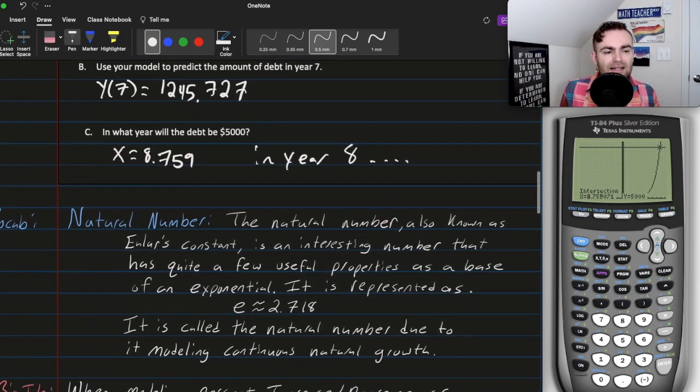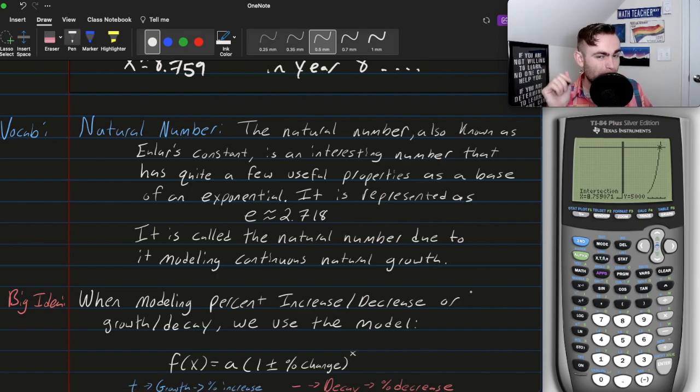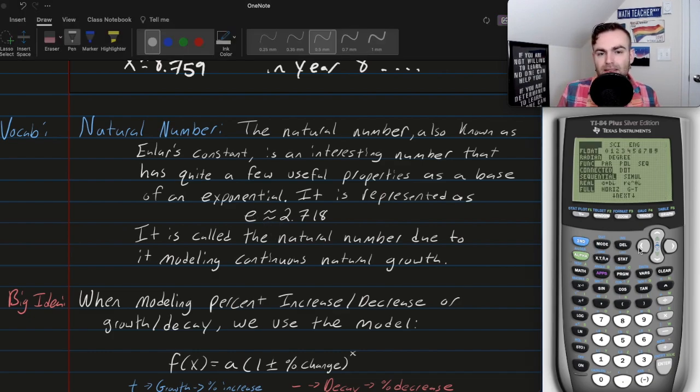So let's continue, and we're going to talk about what's called the natural number. We're not really going to use it much right now, but it's huge, and its uses are numerous. The natural number is also known as Euler's constant. It's named after this really famous German mathematician that did so much in the realm of mathematics. It's an interesting number that has a lot of interesting properties when it's the base of an exponential. It is represented by a little e, and we can find out what that is by going right here. Second division gives us e, and we can see that it's about 2.718.